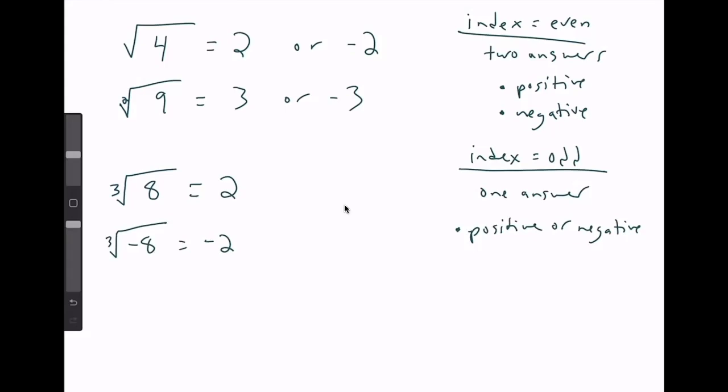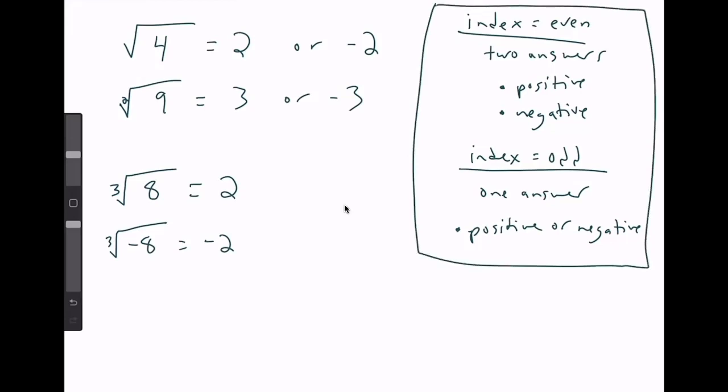And you can test that by putting it in your calculator. The cube root of negative 8 is negative 2. Okay, so going back to this box I'm drawing around: when that index is even, you're going to have two answers. One's going to be positive, one's going to be negative. When the index is odd, you're going to have one answer, and it could be positive or negative, but not both. Okay, just making that clear.